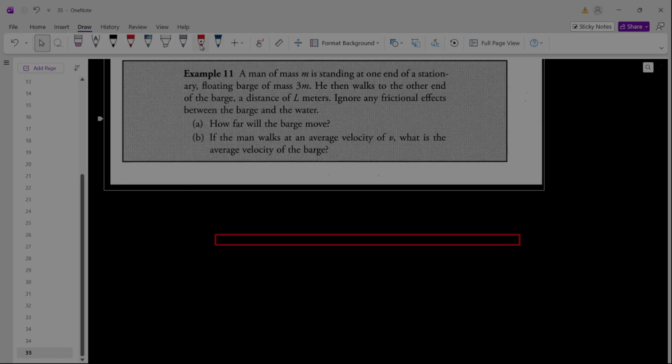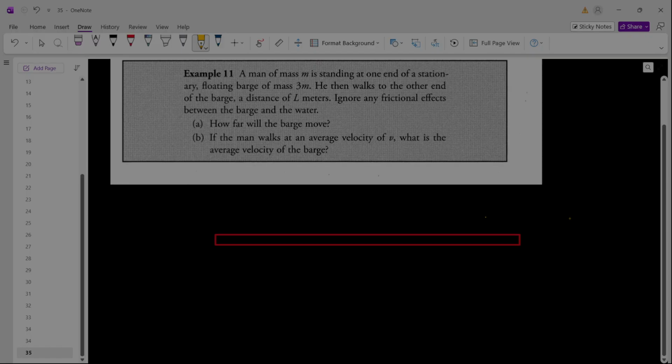So we'll draw the man at one end of the barge. So let's say this is our man standing at one of the ends of the barge, right? And the mass of the man is m.